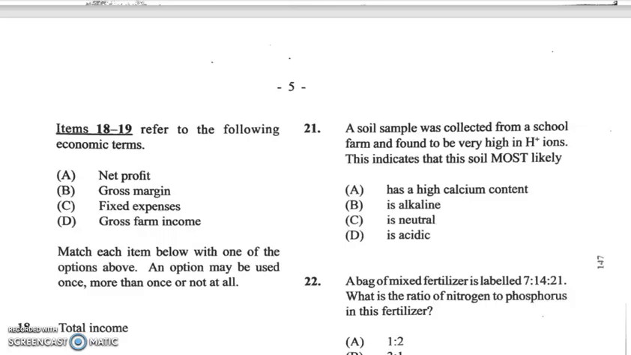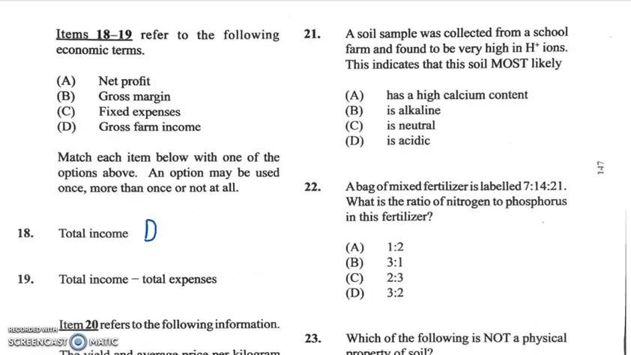Items 18 to 19 refer to the following economic terms: net profit, gross margin, fixed expenses, gross farm income. Match each item below with one of the options above. An option may be used once, more than once, or not at all. Total income. Total income is your gross farm income. So you match, this is D. Question 19. Total income minus total expenses, and you get net profit. D. A.